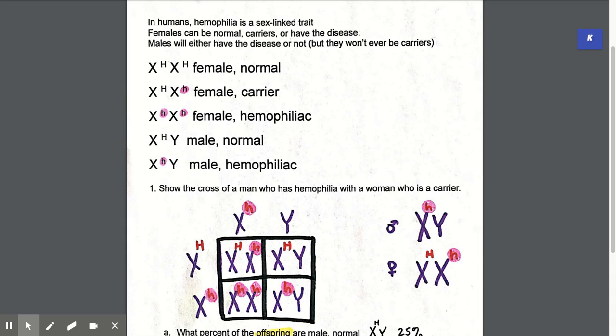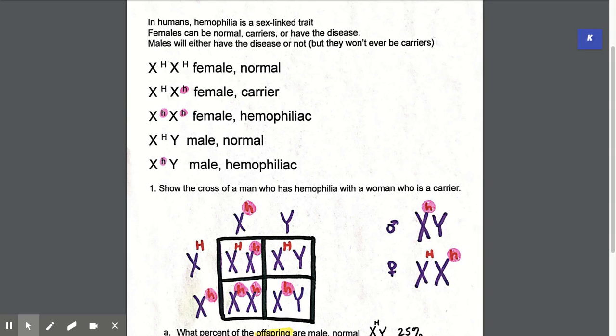So here is an example of a female that's normal. Again, they have two capital letters. The capital letters represent X chromosomes that have the normal gene, not for hemophilia. Here is a female carrier. So this X chromosome is normal. This X chromosome is for hemophilia. We say this female is a carrier, but they're normal. They don't have this particular blood disease.